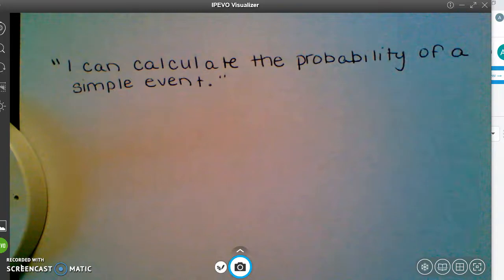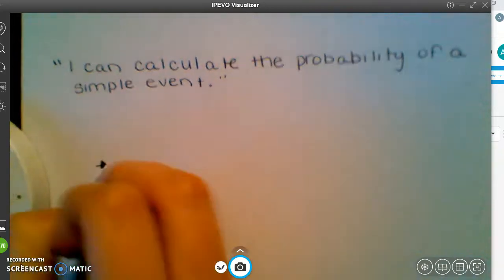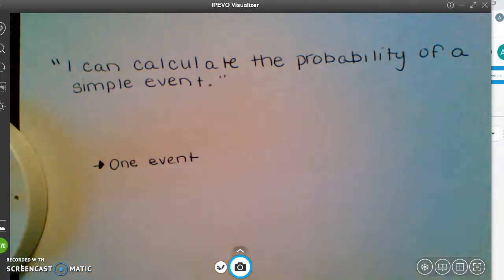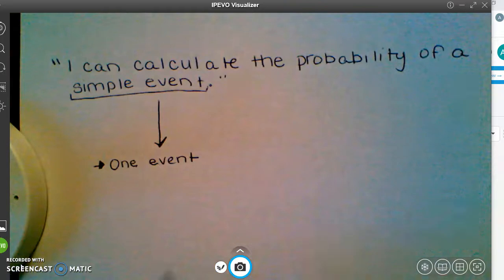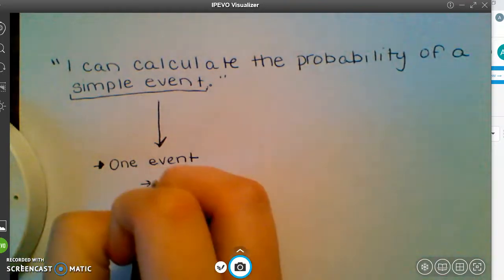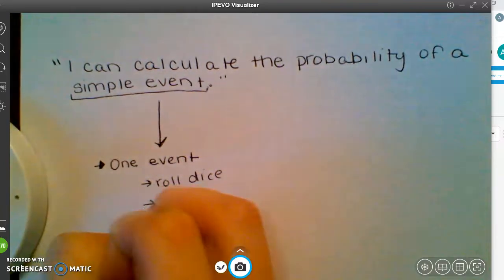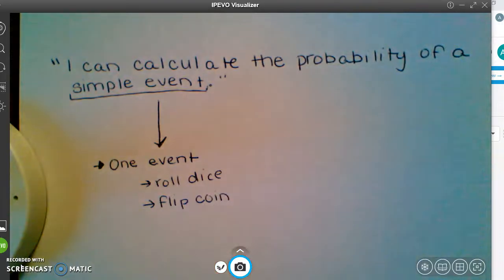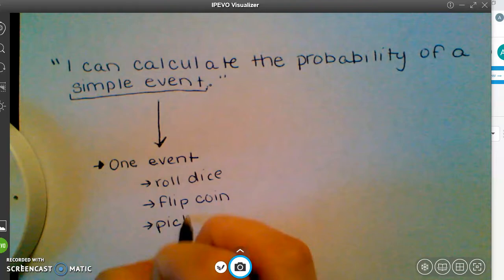Okay, so before we get started on notes, I want to go over quickly what a simple event is. So a simple event is when just one event occurs. Okay, so that's what a simple event is. It's just when one thing's occurring. So that means you might just roll a dice, or you could flip a coin. It's not where you're rolling a dice and then flipping a coin, that becomes complex. It's simple. You're just picking a shirt. Very, very simple.